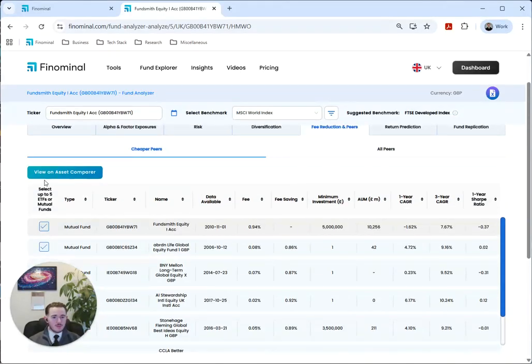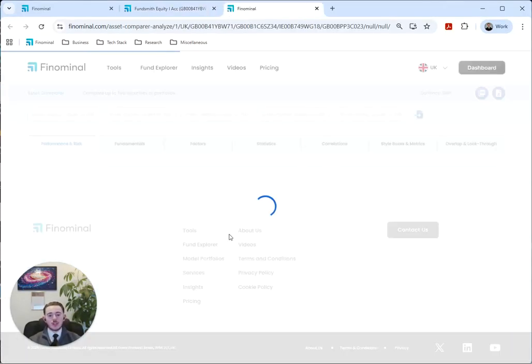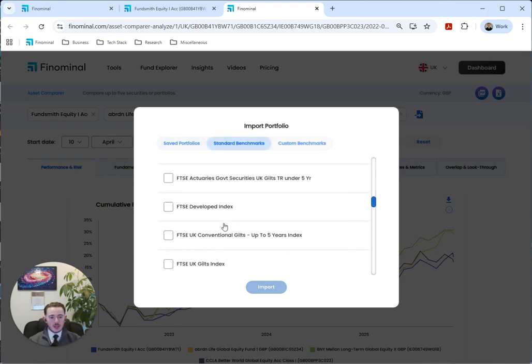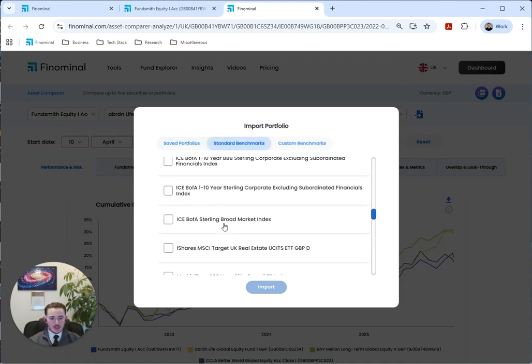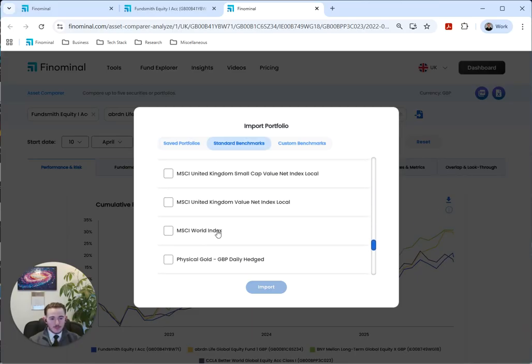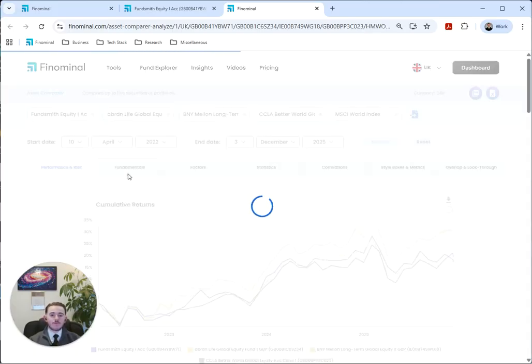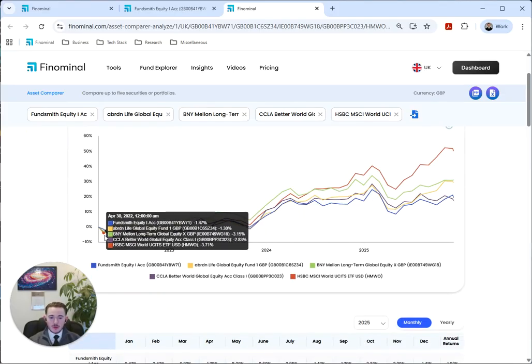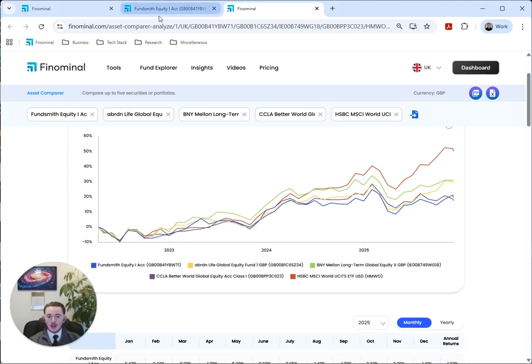And we'll just leave it to those because when we head over to the asset comparer to see how the Fundsmith Equity is stacked up against its peers, I'm also going to put back in the MSCI World as the benchmark, just so we can see exactly how this compares. One thing I will note here is the history is much, much shorter. As we can see, we've only got this going back to April 2022 versus the fund analyzer analysis was based off of over 2 decades of history, should I say.